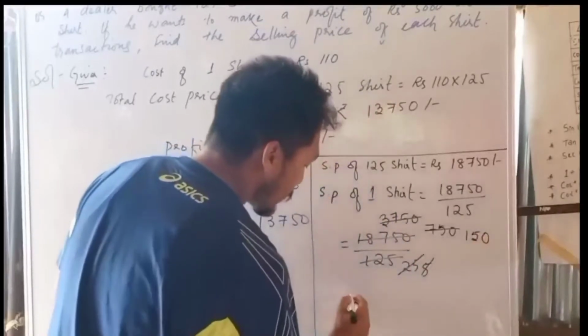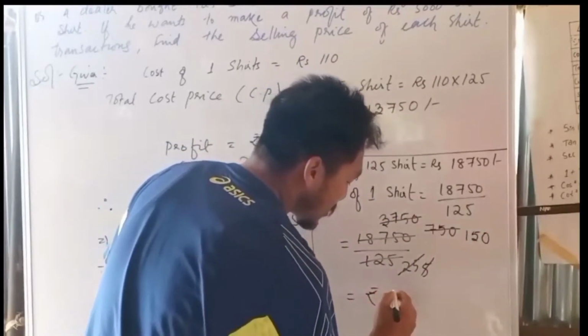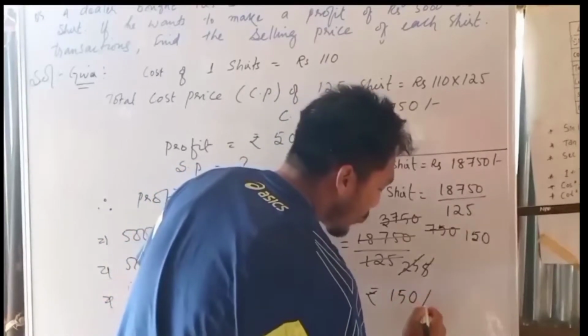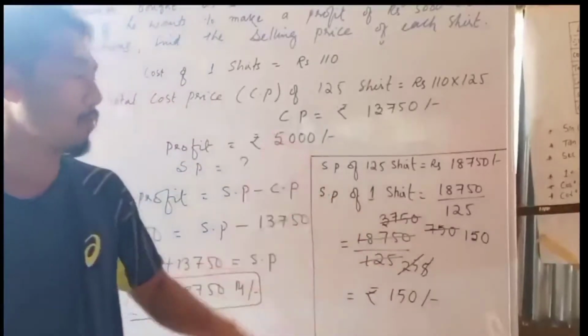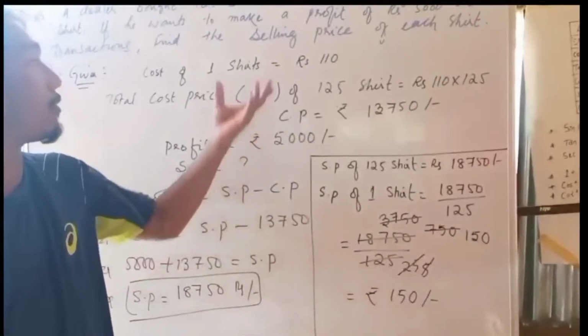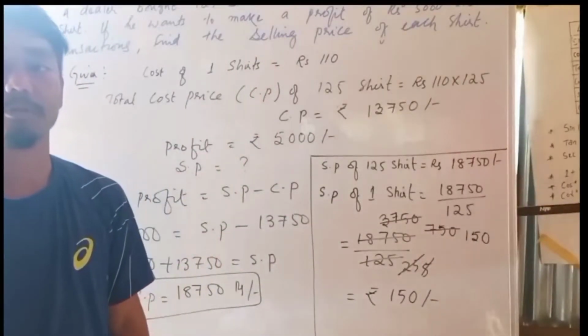What is the answer? For each cert, he needs to sell it for rupees 150, so that he will get a profit of 5,000.